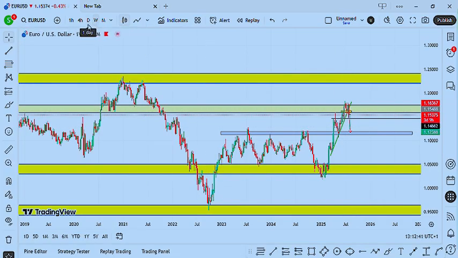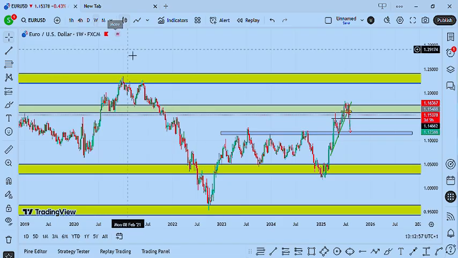knowing that the DXY is also pointing towards the top side. So the Euro market is the inverse of the DXY. Whatever is happening with the DXY, the opposite of that is what happens with the Euro market.